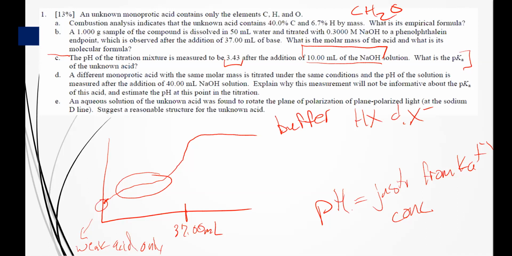So if we have a buffer, what equation should spring to mind? The Henderson-Hasselbalch equation, right? And that is that pH is equal to pKa plus the log of A minus over HA. I'm going to get rid of this part.